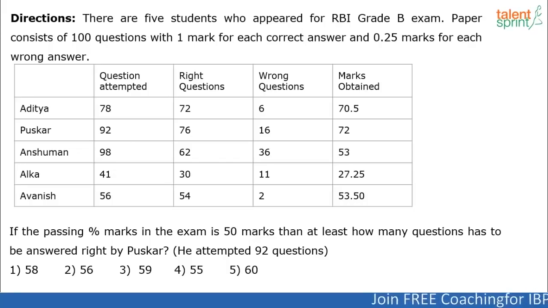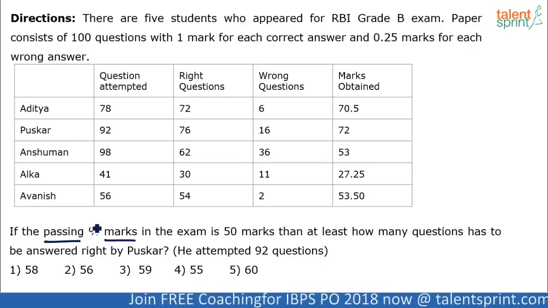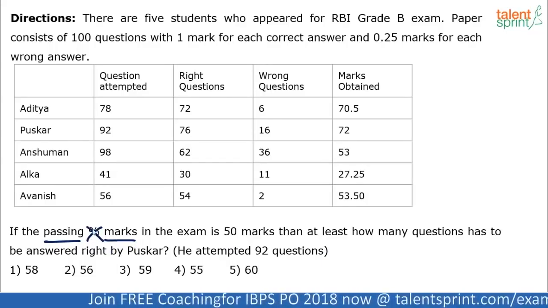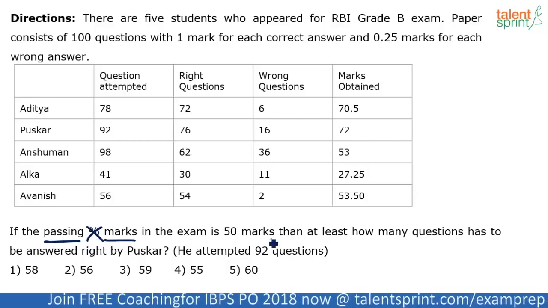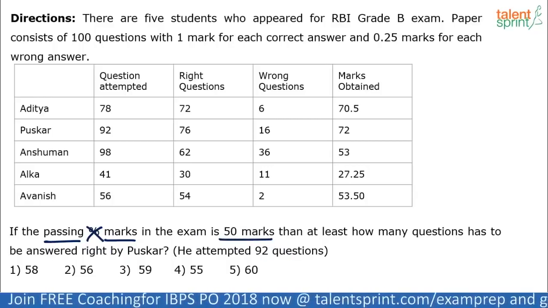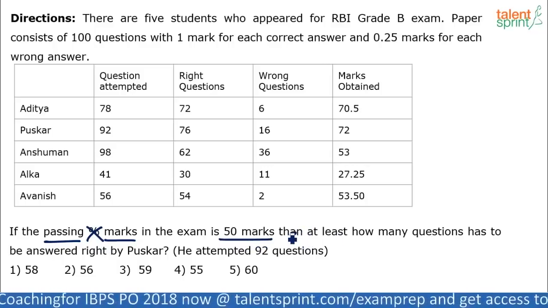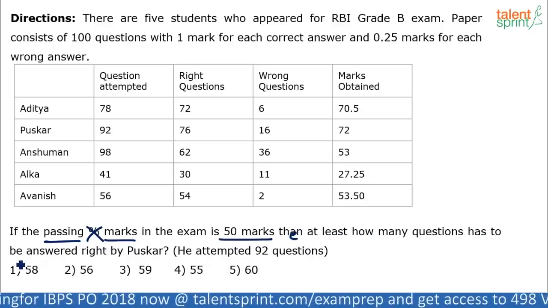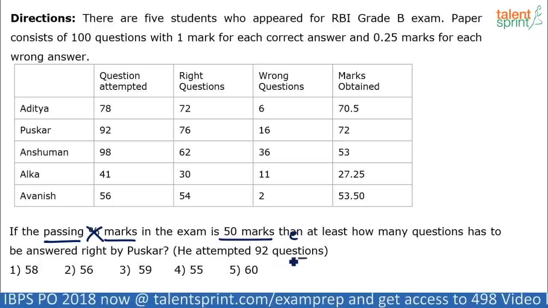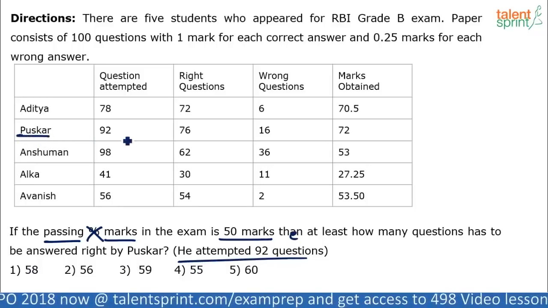Alright, time is up. Let us discuss the solution to this one now. So the question says if the passing marks in the exam is 50 marks, then at least how many questions have to be answered right by Pushkar? He attempted 92 questions. I don't understand the use of the percentage here, but if the passing marks is 50 marks, he has given the absolute value, so percentage is not needed. Yes, as per the data also, Pushkar has attempted 92 questions.